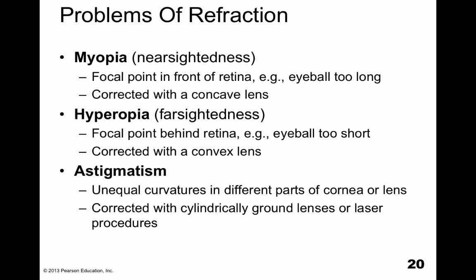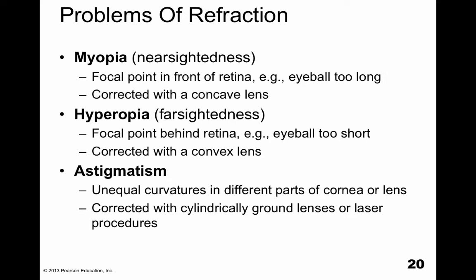Hyperopia is farsightedness, which means you can see far away, so you can't see close up. Here, the focal point is behind the retina, so the eyeball's too short. And so in this case, you have to make convex lenses.